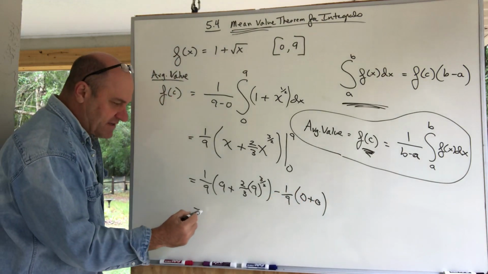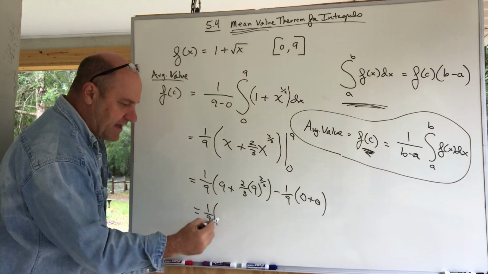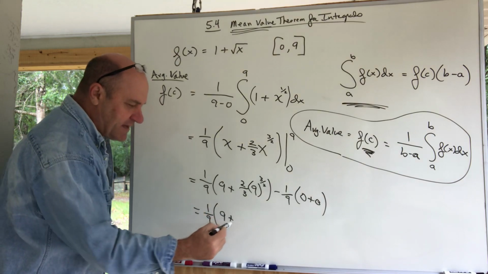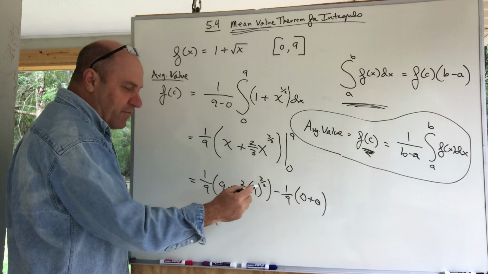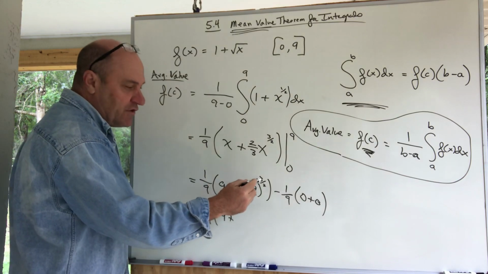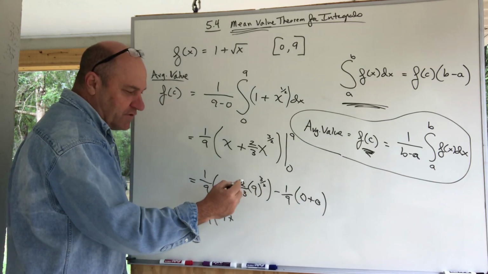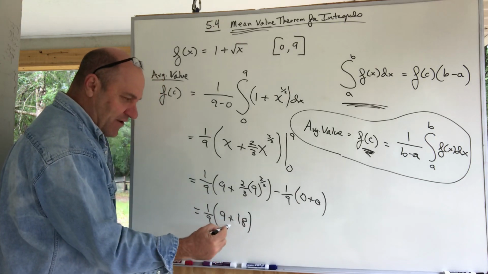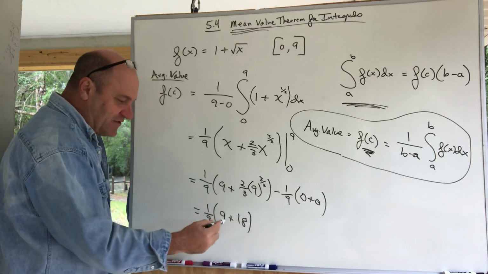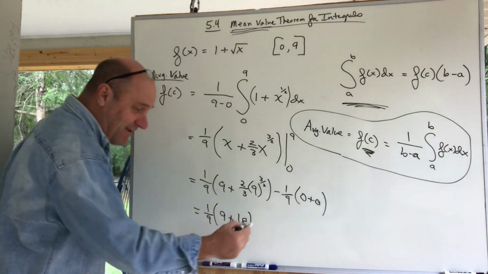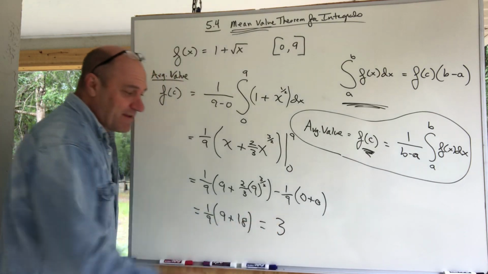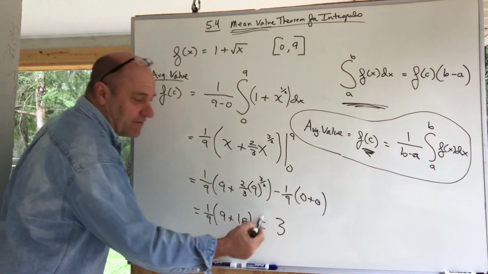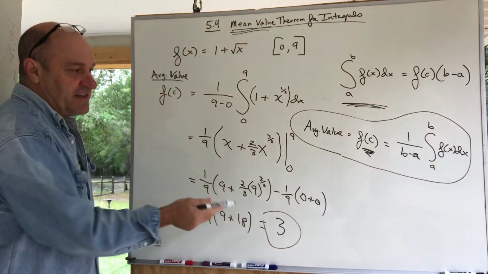Here we go. That's 1/9 times 9 plus, hang on, this is the square root of 9, which is 3. Cubed is 27. 2/3 of 27 is 18. So that's what this is. 18 plus 9, that's 27. Divided by 9, wow, the answer is 3. That's the average value. That's the answer. That's f of c.